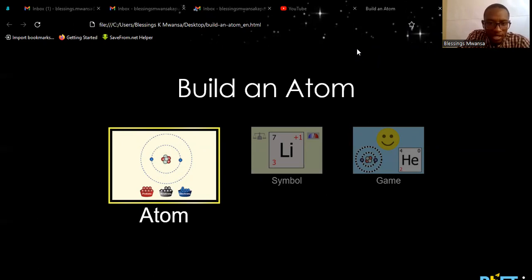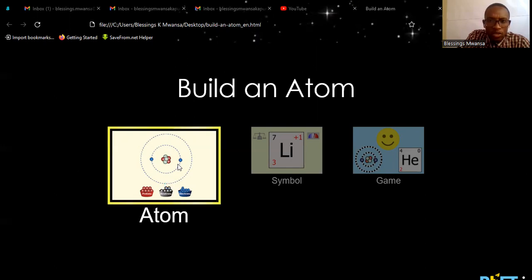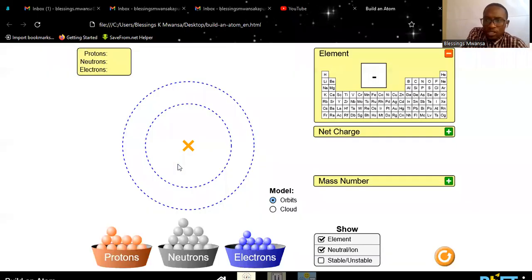task for the day. So what we're looking at is called a PhET simulator. You can go to Google and search for a PhET simulator, PHET, and then you will be able to interact with some of the chemistry activities that come with the package.